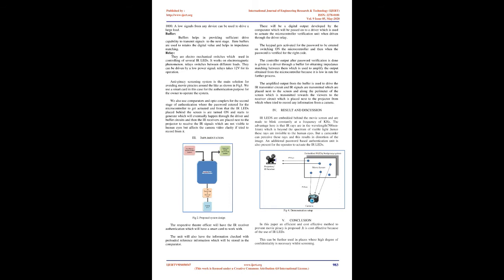The anti-piracy screening system is the main solution for avoiding movie piracy around the world, as shown in Fig. 1. We use a smart card in this case for the authentication purpose for the owner to operate the system. We also use comparators and optocouplers for the second stage of authentication, where the password is entered for the microcontroller to get actuated, and from that the IR LEDs placed behind the screen are turned on and start to generate IR, which happens through the driver and buffer circuits. The IR receivers are placed next to the projector to receive the IR signals, which are not visible to human eyes but affect the camera video clarity if one tries to record from it. Implementation.